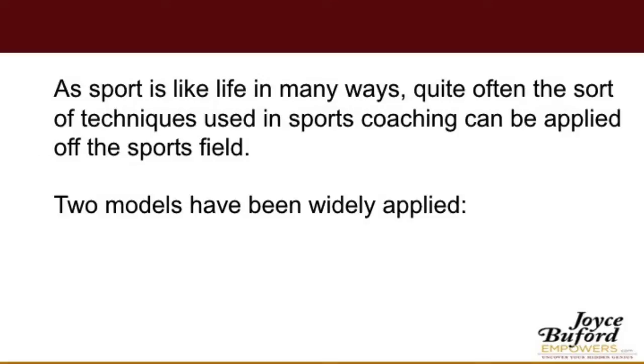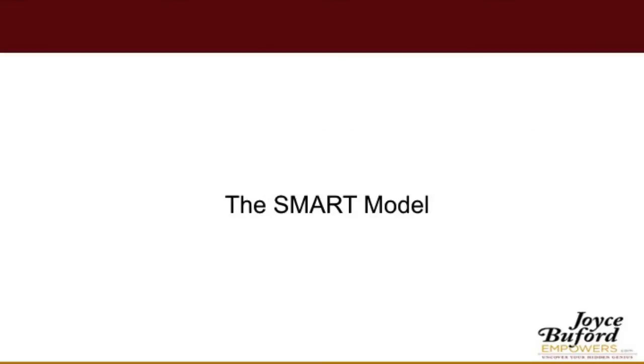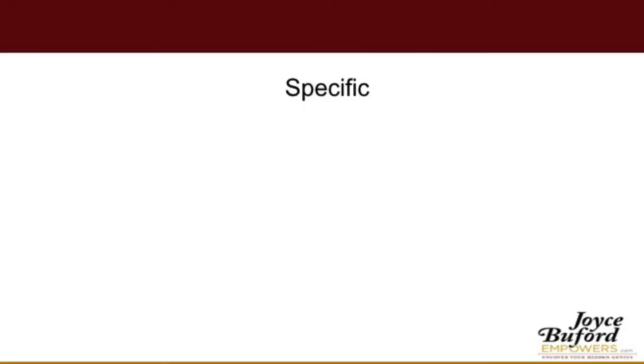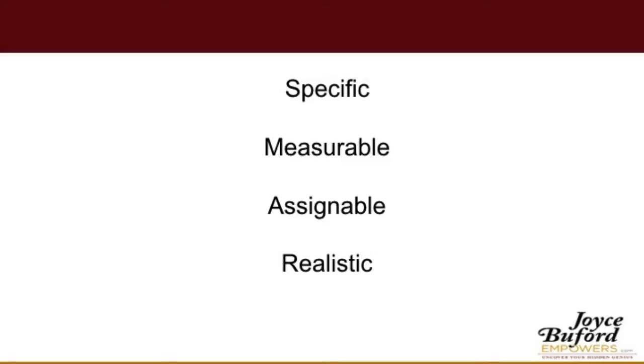There are two models that have been widely applied: the SMART model, S-M-A-R-T, and the GROW model, G-R-O-W. Now let's take a look at them in turn. Let's start with the SMART model. SMART stands for specific, measurable, assignable, realistic, and time-related.